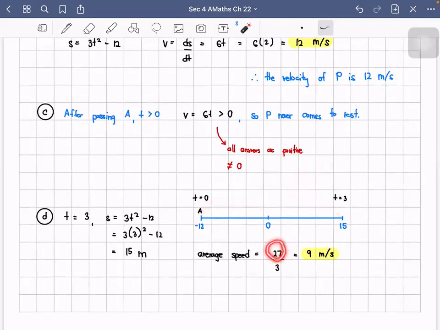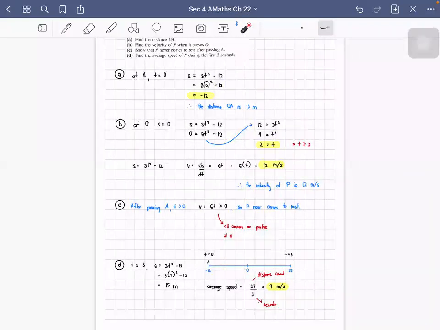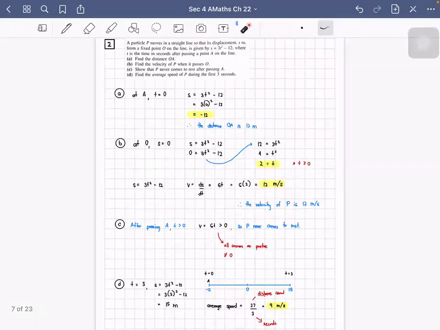This is distance. Wait, let me write that. Distance covered, and then this is seconds, because it's asking for 3 seconds. And then your answer here, the average speed of the particle is 9 meters per second. So from here, it's moving 9 meters per second towards here. And after 3 seconds, it's right here. So that's the average speed of the particle or object.